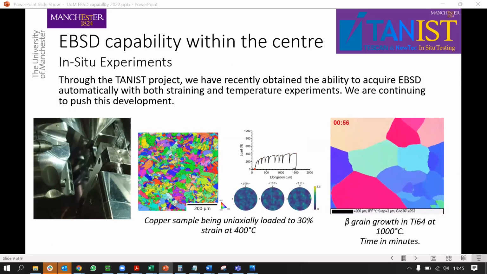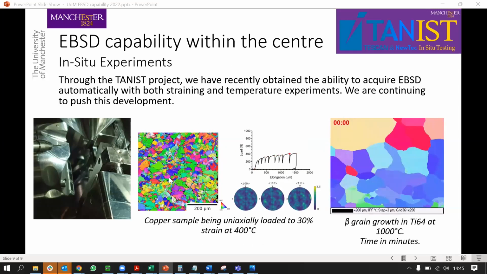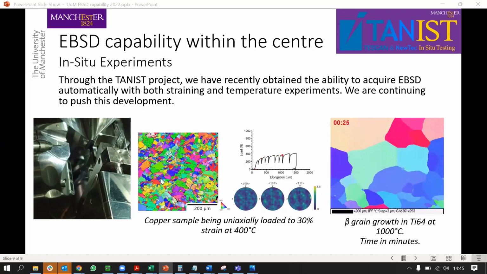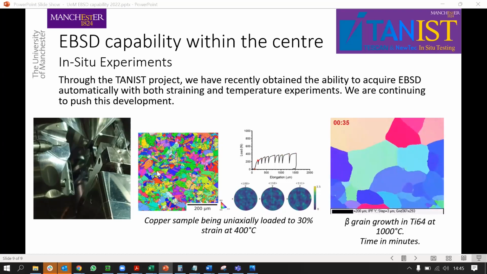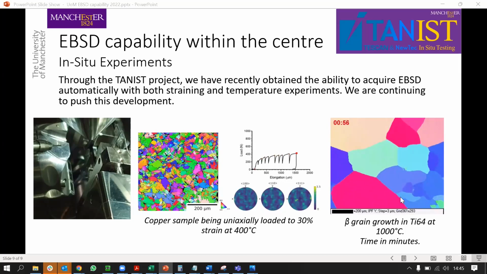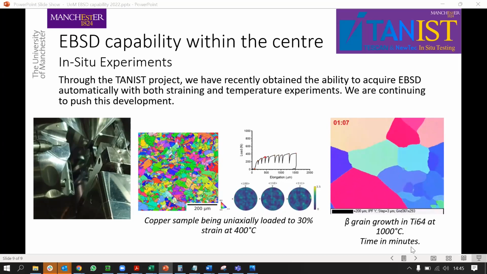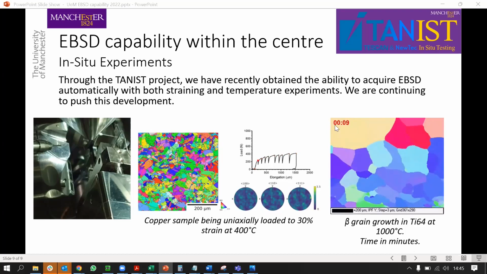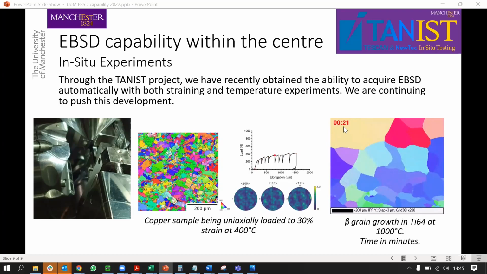So this can be EBSD with strain, which is what I'm showing in the animation on the left. This was a copper sample that we took up to quite high strains and EBSD'd every few steps. And on the right, this is with temperature. This is a titanium sample held at 1,000 degrees. In the corner, you can see the little time ticking away.